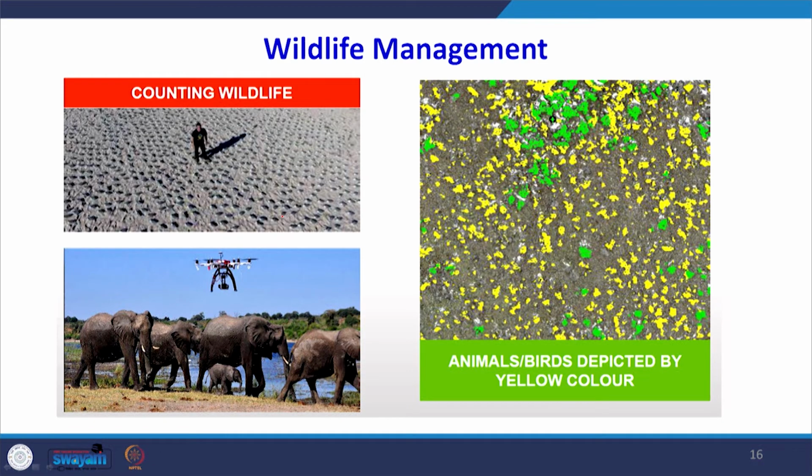Wildlife management is a very important activity. For example, monitoring the movement of the elephants or locating the position of the tigers in the reserve park. So, in many countries this monitoring of the movement of those animals and species is done with the help of the drone technology.